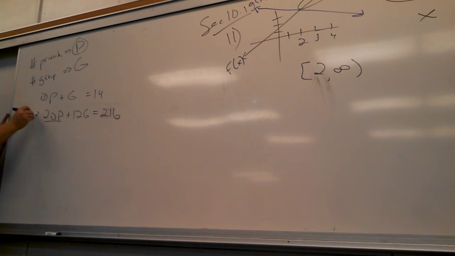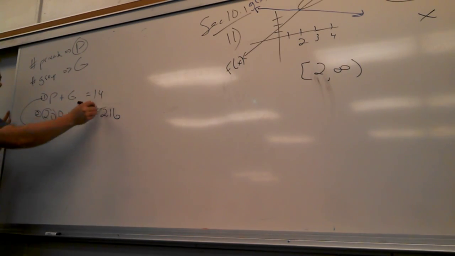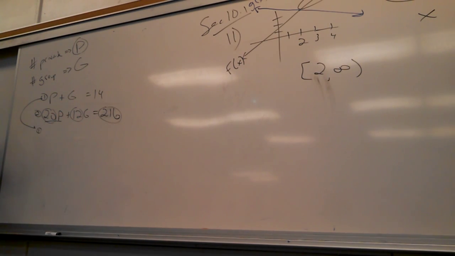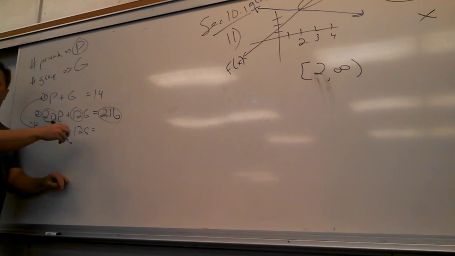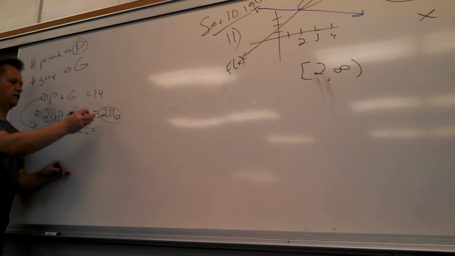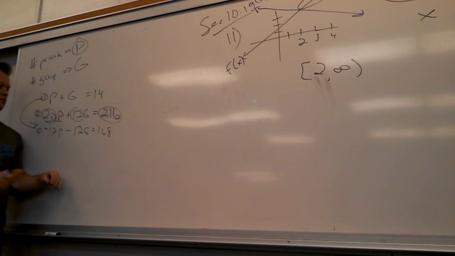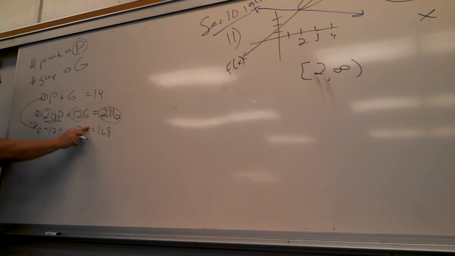And now you solve this however you want to. You can do elimination, you can do substitution. I don't care. So if you want to use elimination, what would you do? Negative 12. Sure. And if you notice, the first thing I would do is maybe reduce those, but it doesn't really matter. Right? You multiply that by negative 12. So you get negative 12p minus 12g equals whatever 12 times 14 is. I can't even think. 168, yeah. That's a g.